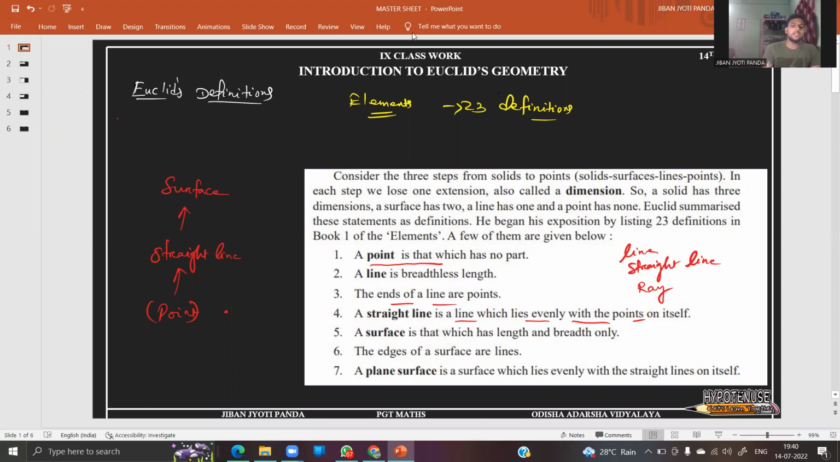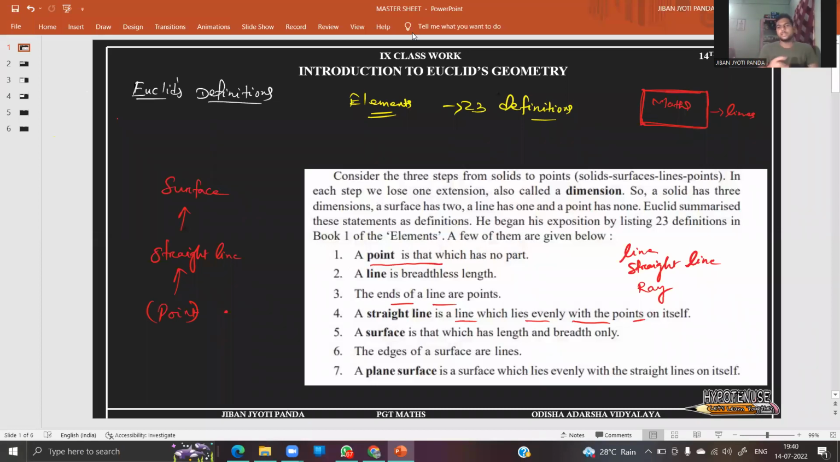The next one is: the edges of a surface are lines. If this is the surface of my book, where the surface ends, the edges are always lines. So these are the edges and they are lines. So you can say lines consist of points, and a surface consists of lines.